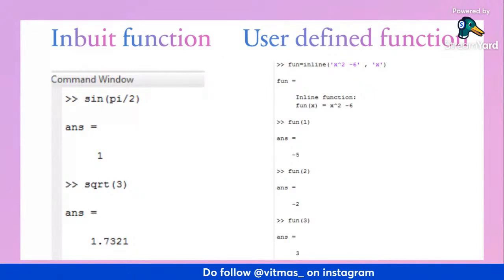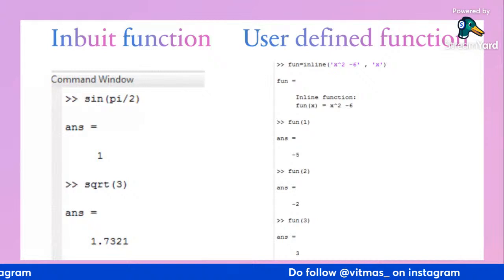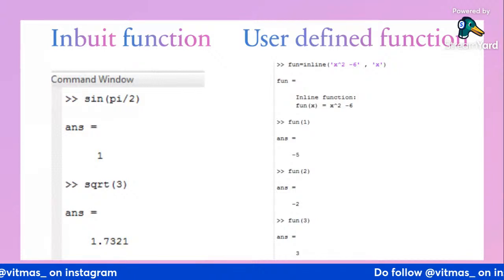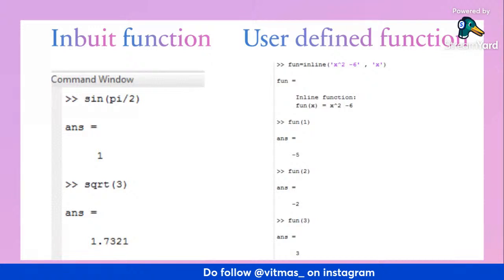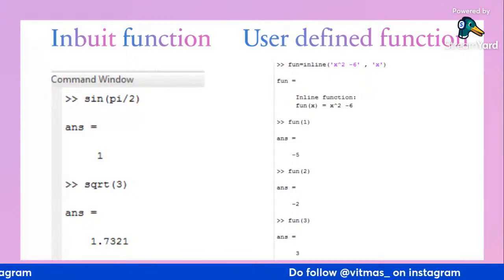There have been situations where you have to write the same function again and again, or the same set of commands again and again. You use a user defined function. So basically, sine, cos, square root, every single thing which we discussed before were inbuilt functions. What's a user defined function? The function is like fun is equal to inline, and you create a function x square minus x, and fun is the function you have created.